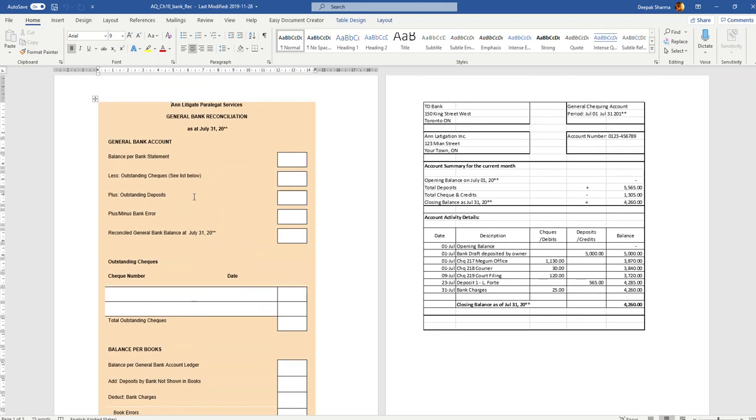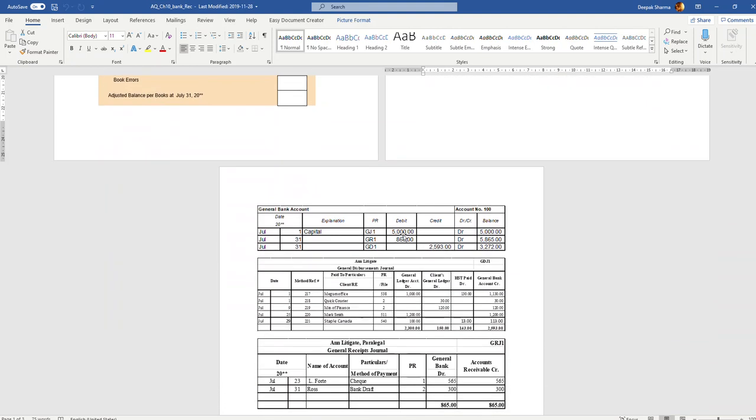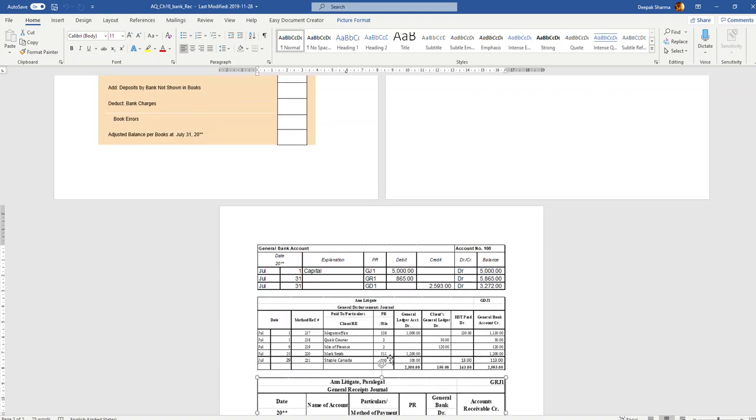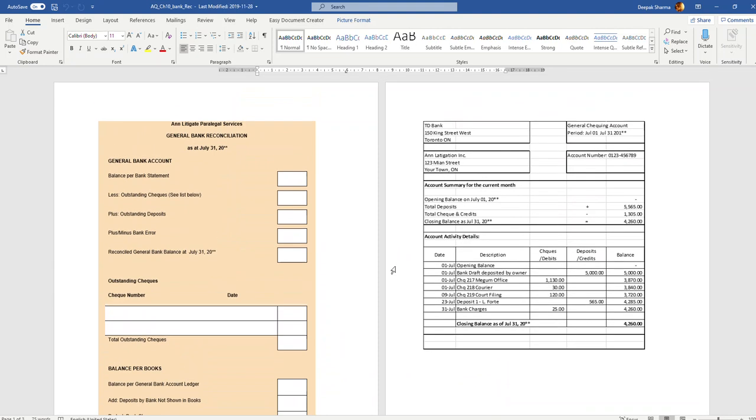To start with, you need two things. You need a bank statement, which is given to you right here on the second page, and then you need the information from your GL, from a general ledger account. So here's your general ledger, which is your GL account for general bank account number 100. And then you need two special journals, which are the general disbursement journal and the general receipt journal. To do the bank reconciliation, you simply follow the template from beginning to end.